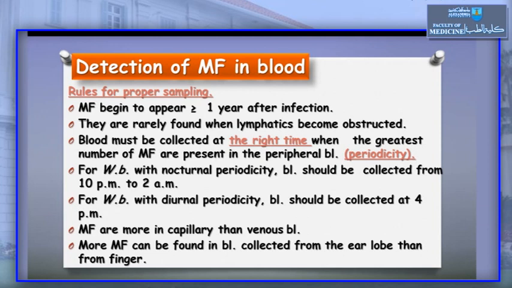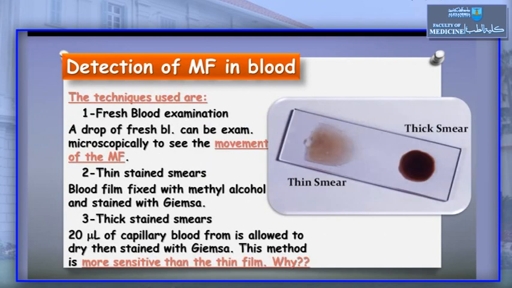To diagnose microfilariae in the blood, we can obtain fresh blood to see microscopically the movement of the microfilariae. We can additionally take a thin blood film or a thick blood film. By thin smear, we mean that blood films will be fixed with methyl alcohol and stained with Giemsa, like this. But by thick smear, a larger amount of blood, about 20 microliters of capillary blood, is taken from the patient, allowed to dry, then stained with Giemsa. And of course, thick film is more accurate because it can yield more blood.